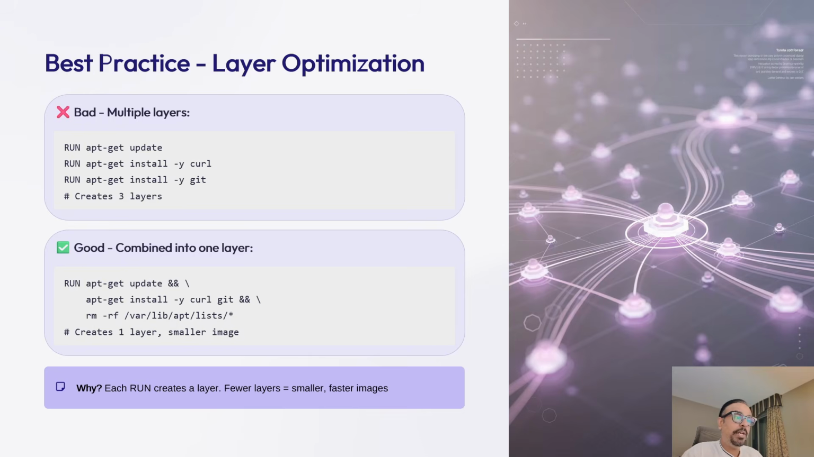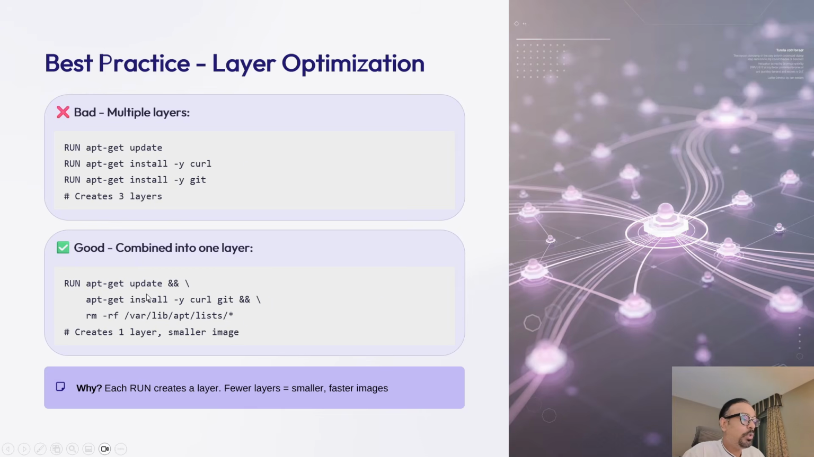Now let's talk about the best practices, starting with layer optimization, and this is going to be your interview question for sure. Remember, each instruction in a Dockerfile, each instruction that you run, that is run apt-get update, apt install vim, git, every command that you run, it is going to create a new layer. So look at the bad example over here. Three separate run commands means three layers are going to get created. Each layer is stored and they can't be merged later. This bloats your image size. Automatically image size will become big.